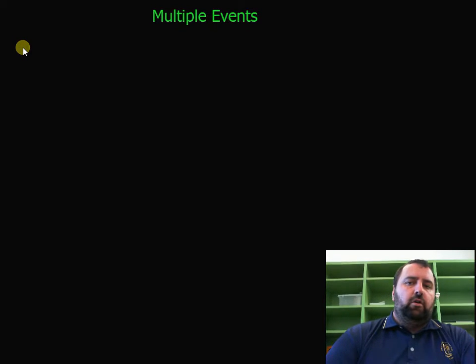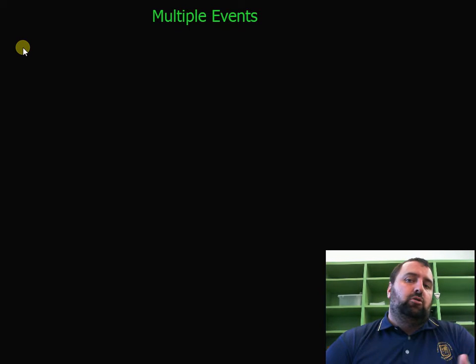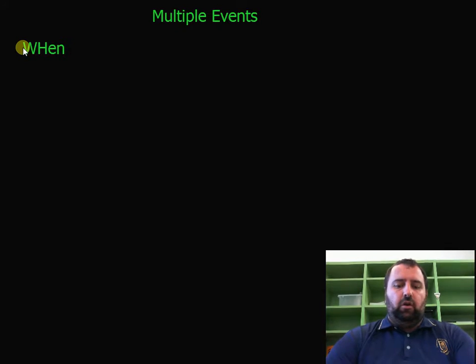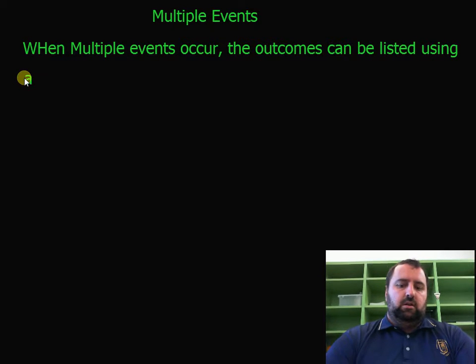Hi guys, so we're talking about multiple events occurring here. So what happens if I, for example, flipped a coin and rolled a dice? How many possible outcomes are there? So, when multiple events occur, the outcomes can be listed using a table.